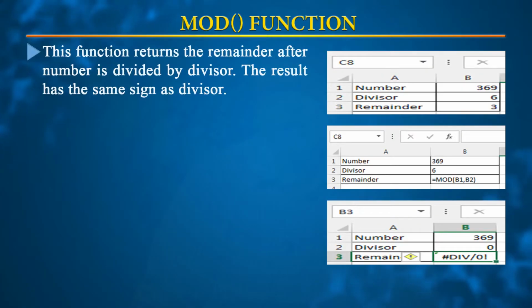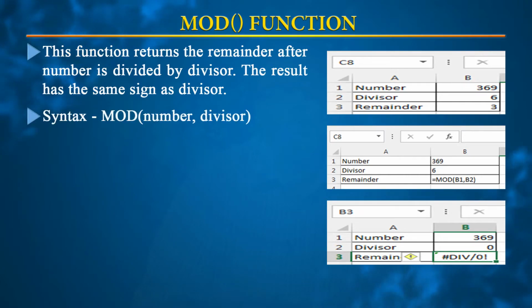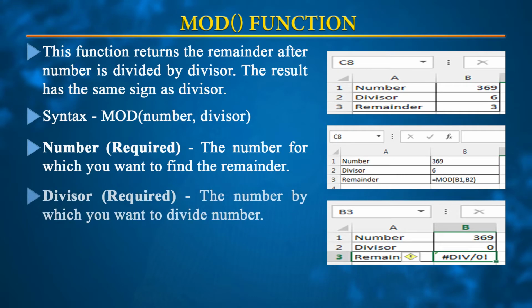And subsequently we have one more important function, which is the MOD function. The MOD function returns the remainder after division. That means when a number is divided by a divisor, what is the remainder? So, over here the syntax is MOD, and two values are passed, the number and the divisor, and both are required parameters. Say I pass the number as 369 and the divisor as 6, then the remainder turns out to be 3.